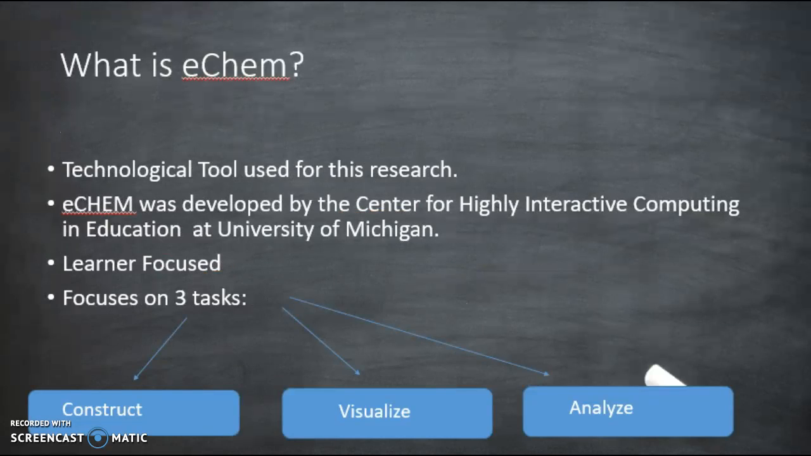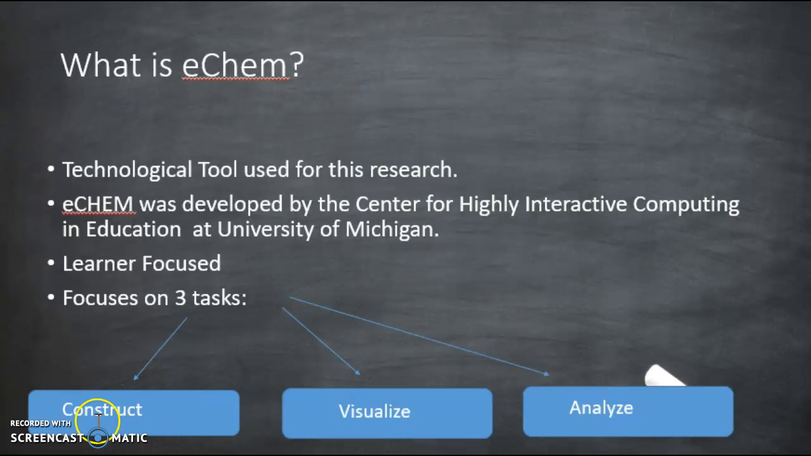Let's take a look at the technological tool that was used in this research, eChem. A technological tool should meet the needs of the learner, help in acquiring knowledge and concepts, provide growth in subject matter, address diversity of learners, and sustain motivation. And eChem is geared towards all of these requirements. Basically, eChem can be split into 3 tasks.